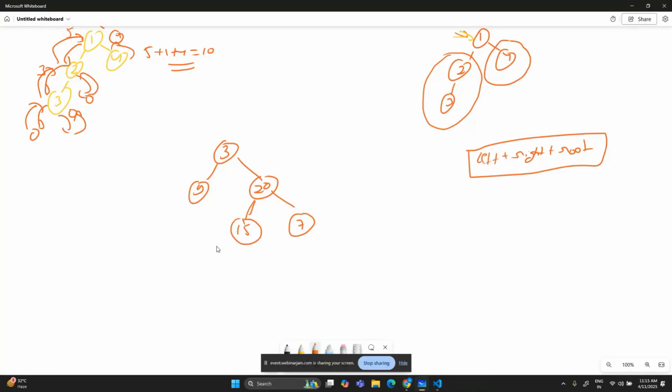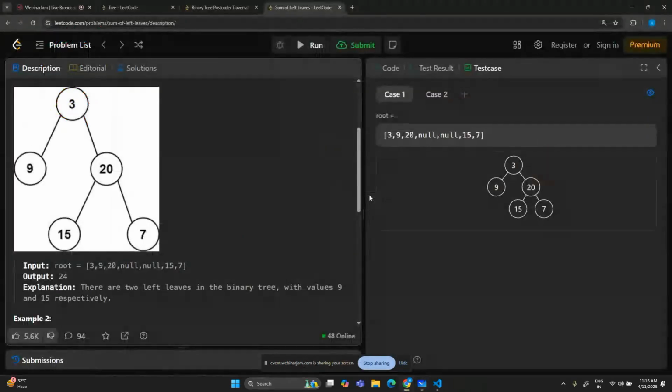So class, what are the left leaves in this? I could say that this 15 is the left. Again, I could say that this 9 is also left. So what are these sum? The sum of this 15 and this 9. 15 plus 9 is what? We have 24. So that's why we are getting the answer as 24.